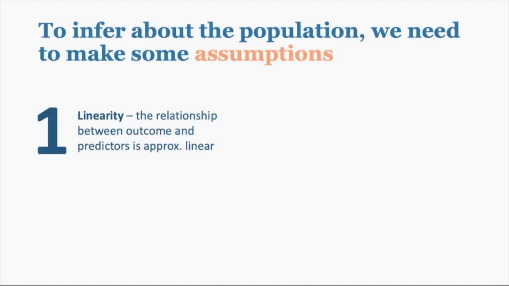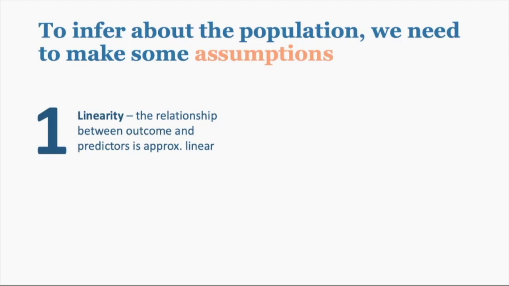So before we even can start to make inferences about the population, we need to make some assumptions about our data, about the model. These assumptions actually help us be able to make the inferences that we want to. Otherwise, if these assumptions really don't hold, if they don't line up with our data at all, then the statistical theory we're relying on to make the inferences won't really work.